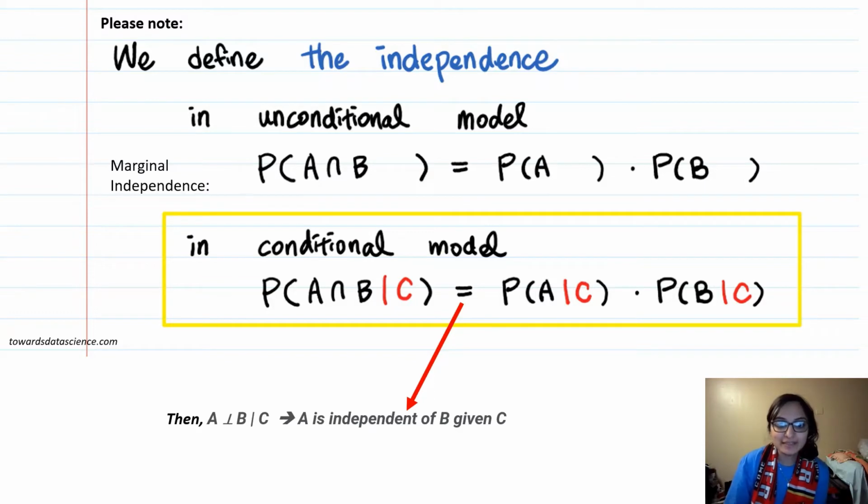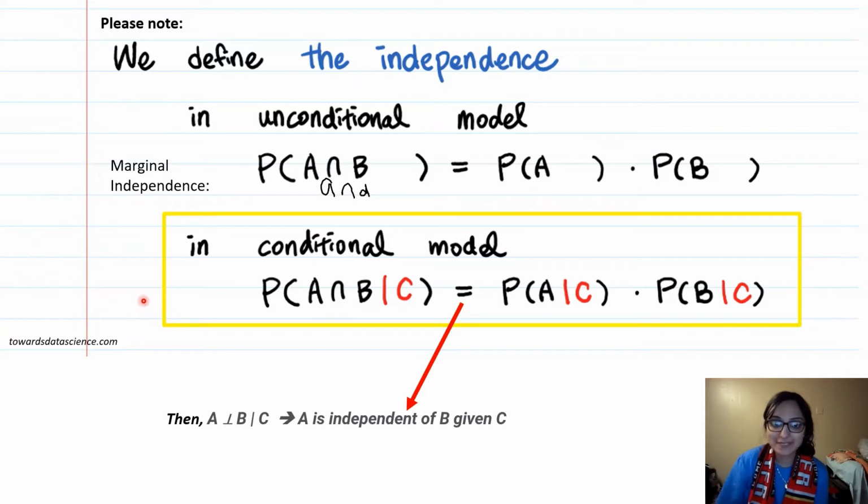We can define two random variables as being independent in an unconditional model, and I have another video on this, so please do see it out. Are A and B independent, as we'd seen? The caret here means and. So A and B are independent if the probability of A and B equals the probability of A multiplied by the probability of B. And this is the unconditional model, when we just think of A and B being independent.